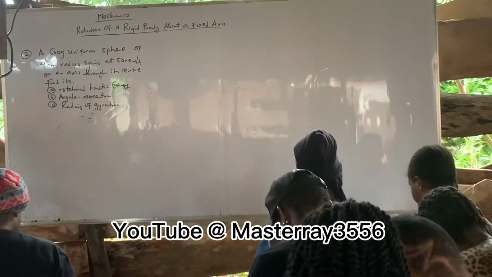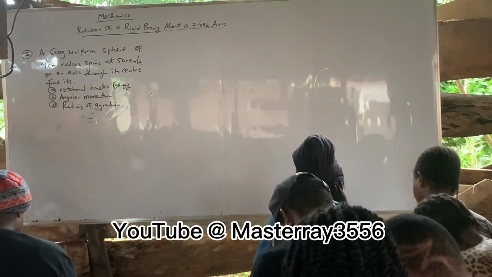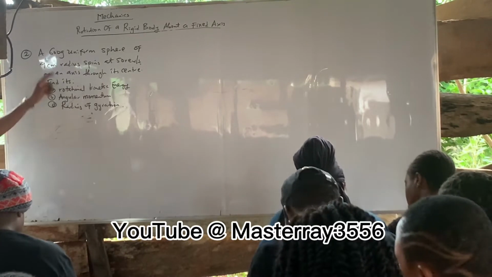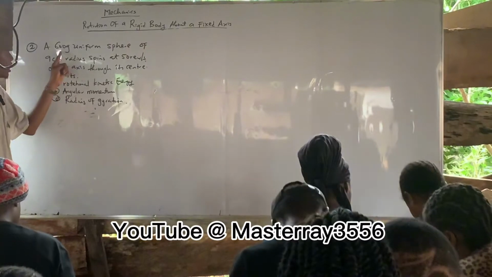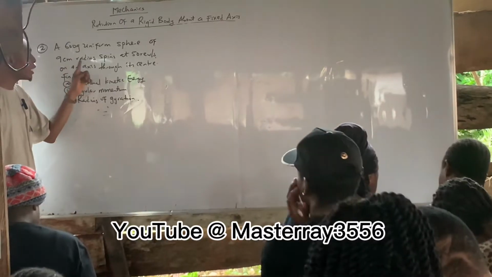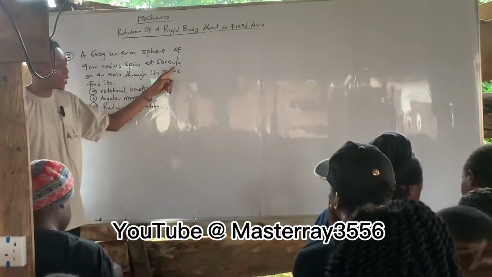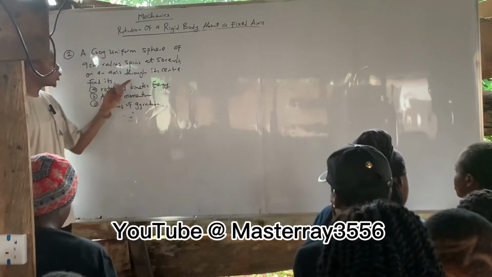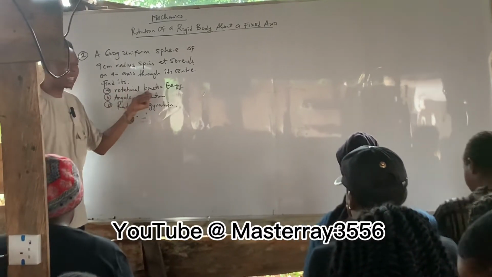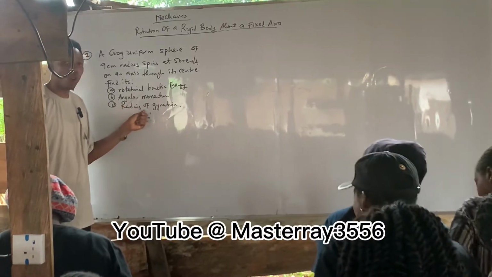So let's move to the second question. We are told that a 600-gram uniform sphere of 9 centimeter radius spins at 50 revolutions per second on an axis through its center.